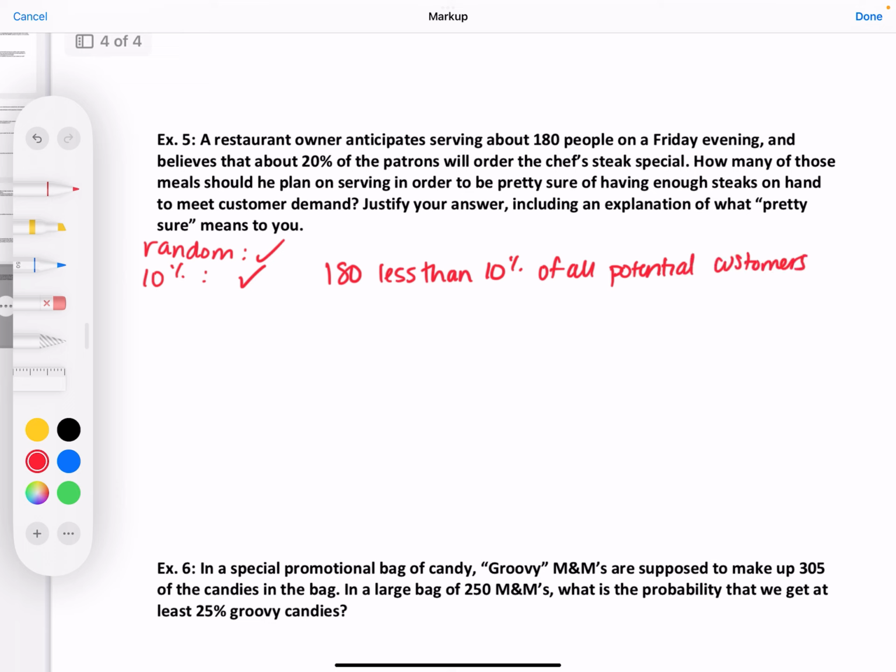And success/failure: np would be 0.2 times 180, which would be 36, and nq would be 144, which is greater than or equal to 10, so we're good there. So I can use a normal model for 0.2, and then I need to find the standard deviation. How would I find the standard deviation?